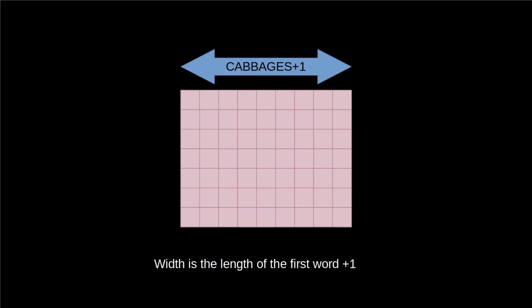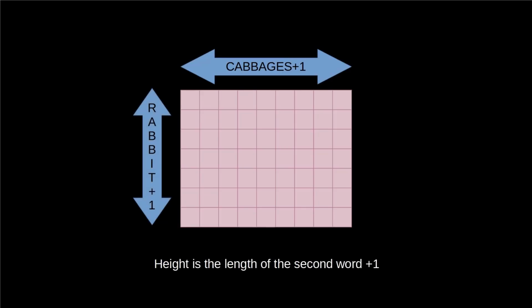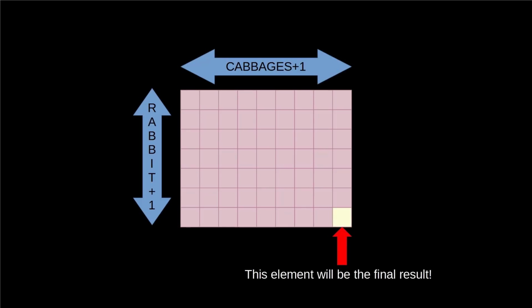The first thing that we do is we allocate a two-dimensional array, and the dimensions of this array along the X is cabbages plus 1, or the length of your first word plus 1, and the height is the length of your other word, or rabbit, plus 1. Our array just here is going to be 9 by 7. Our objective is to fill up all of the elements of this matrix, and our Levenshtein edit distance score, our final score, will be in the lower right-hand corner.